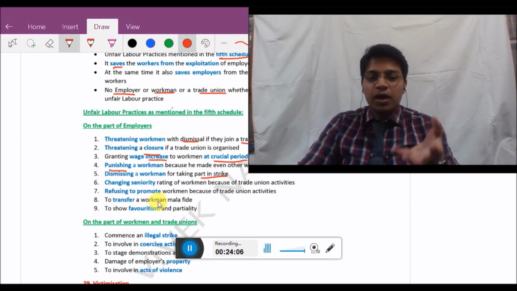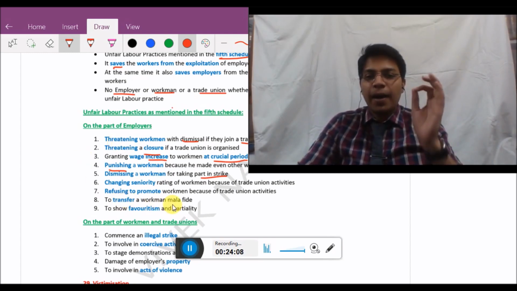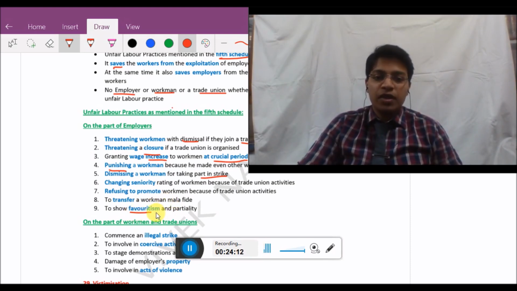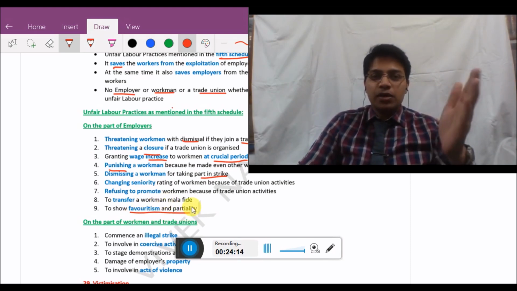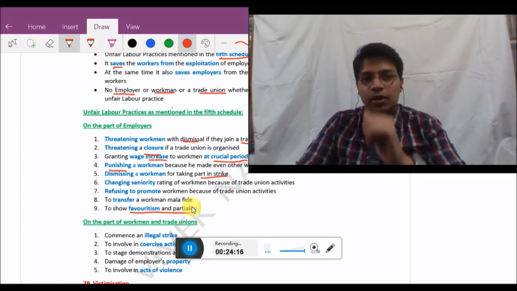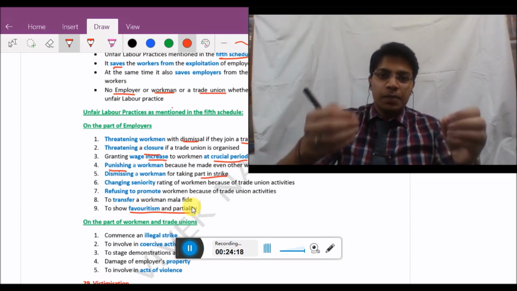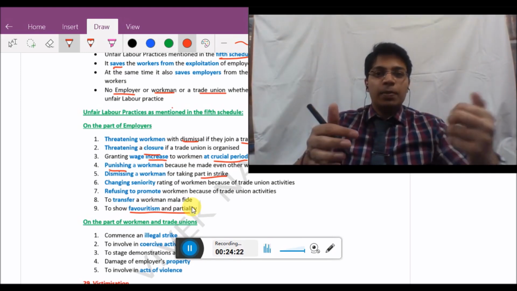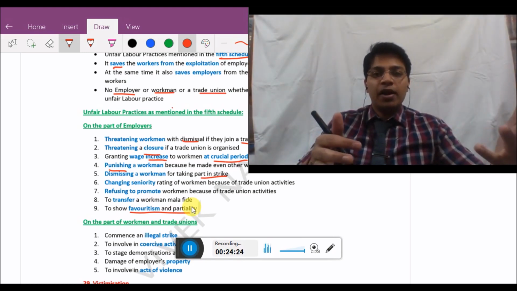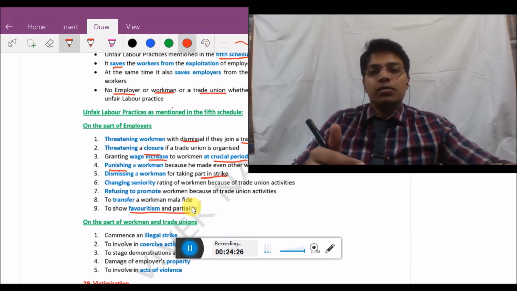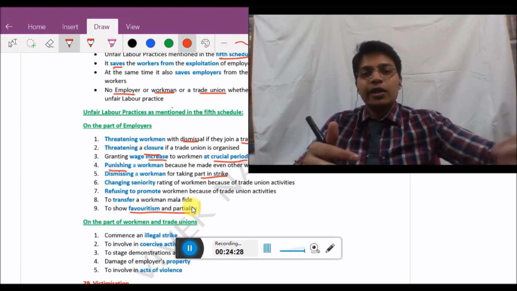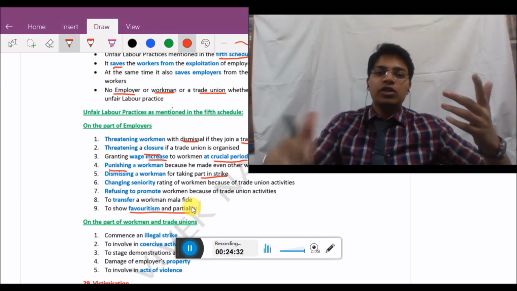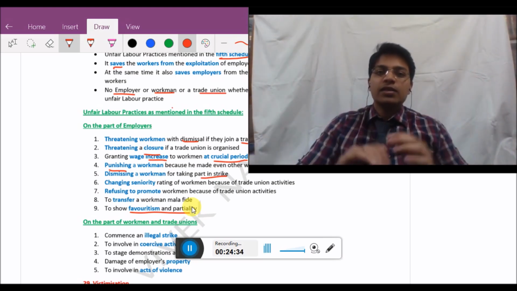To transfer a workman mala fide, meaning with bad intention, not on genuine grounds, to show favoritism and partiality. A workman is there who is not taking part in trade union activities. Another person is taking part in trade union activities. The employer shows favoritism to the workman who is not taking part, who is a friend of the employer, promoting him and discriminating against the person who is taking part in the trade union activities. This is an unfair labor practice.